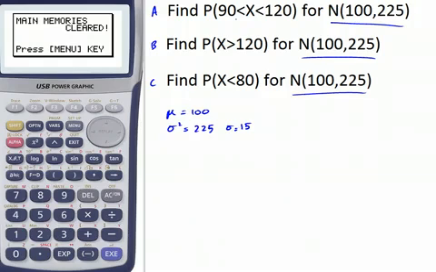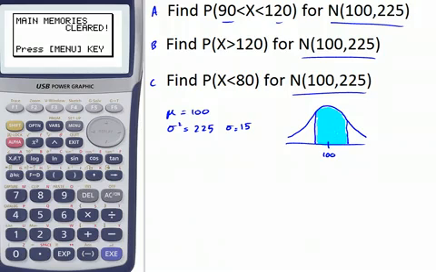Now to calculate the first one, we're required to find a region in our distribution between 90 and 120. So it would look something like this. We'd be expected to find this region, and the whole of that can be done on the calculator.